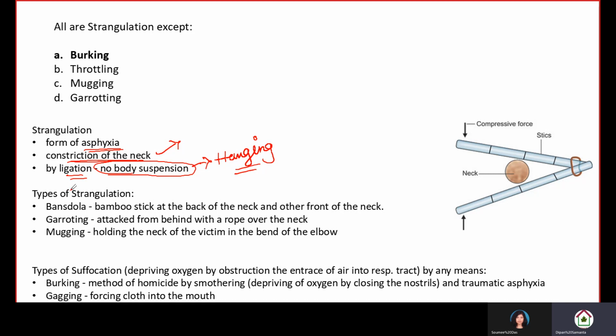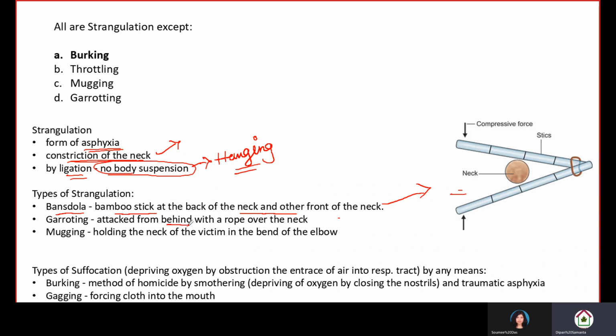Constriction of the neck is done by other objects externally used. Now you see the types of strangulation. Banzdola: a bamboo stick is used at the back and the front of the neck, just like this. This is two bamboo sticks. These two bamboo sticks are used to compress the neck, leading to asphyxia, but no body suspension occurs, just like in hanging.